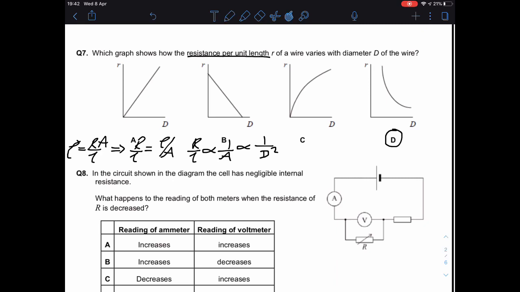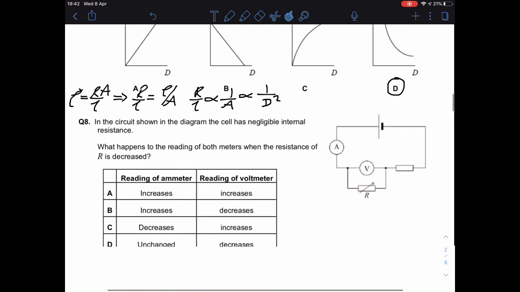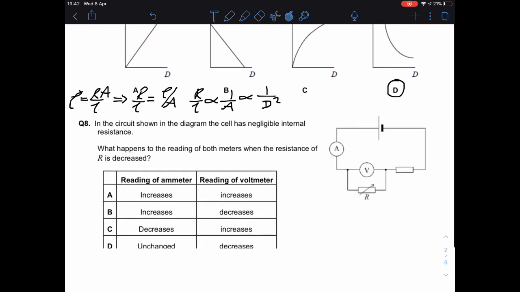Okay, moving on to question 8. Again, it's sort of 50-50 as to how many people got this right. The first thing that's a little bit confusing is the fact that the variable resistor over here is actually not in line with the series resistor here. Now, normally when we draw circuits, we draw the resistor in series and then the voltmeter actually goes around the outside, but it actually makes no difference to the circuit at all.